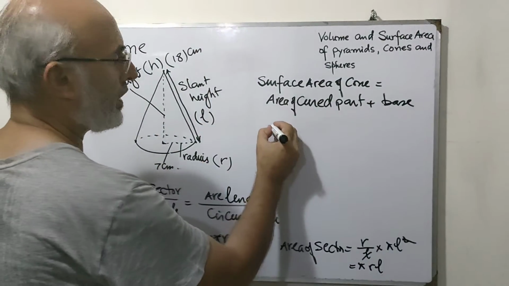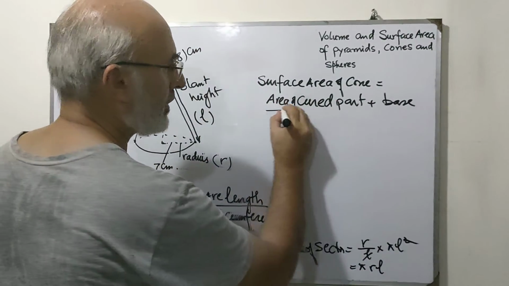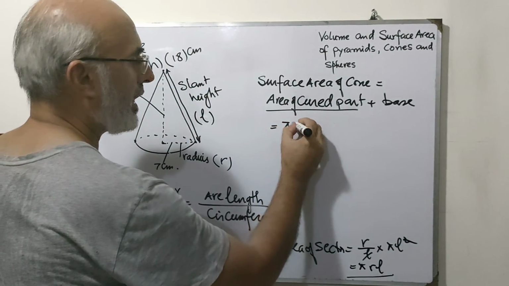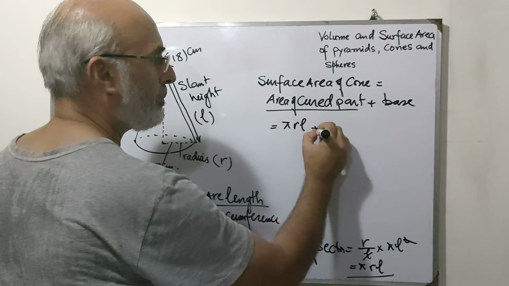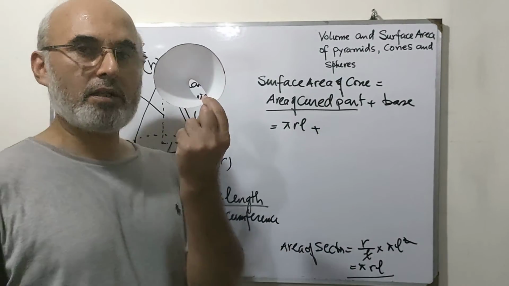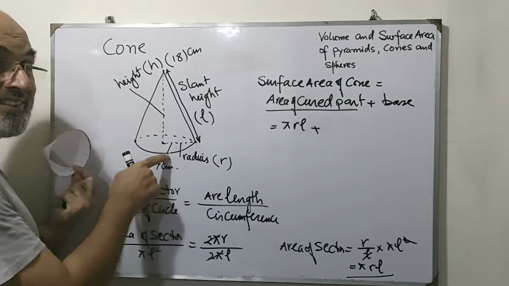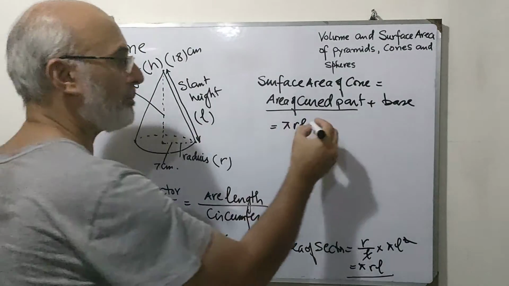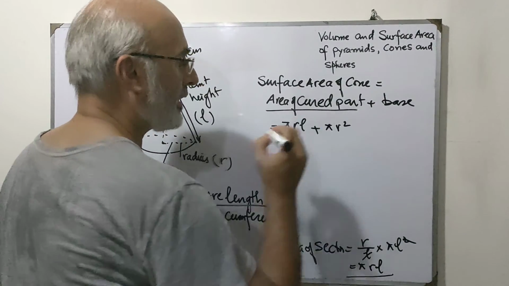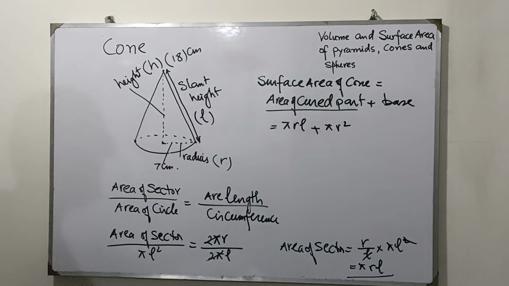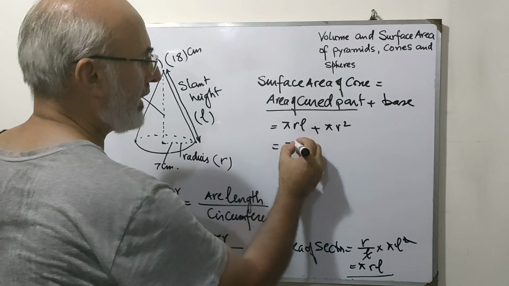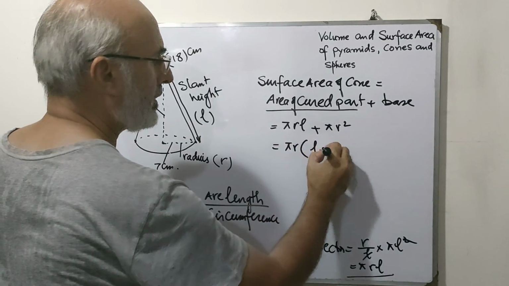So what are we going to have? We have just found out the formula for the curved part, which is pi r L, plus the base. The base is a circle, and the circle has a radius r. So what is the area of the base? Pi r square. And we can also write it as pi r common, L plus r.